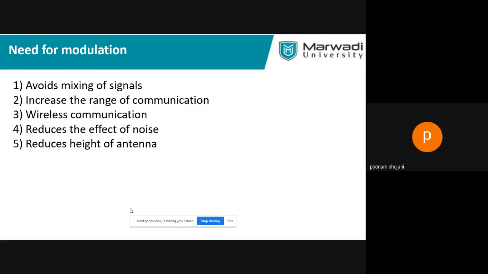And the fifth is that it reduces the height of the antenna. The height of the antenna is generally given as h. The height of the antenna is directly proportional to the wavelength of the signal. Wavelength means lambda, and wavelength is inversely proportional to f. So if you write the equation, just a minute, let me show you the equation in Paint.